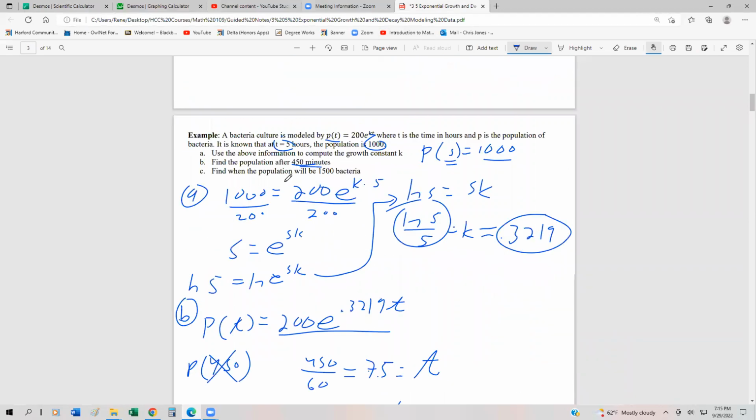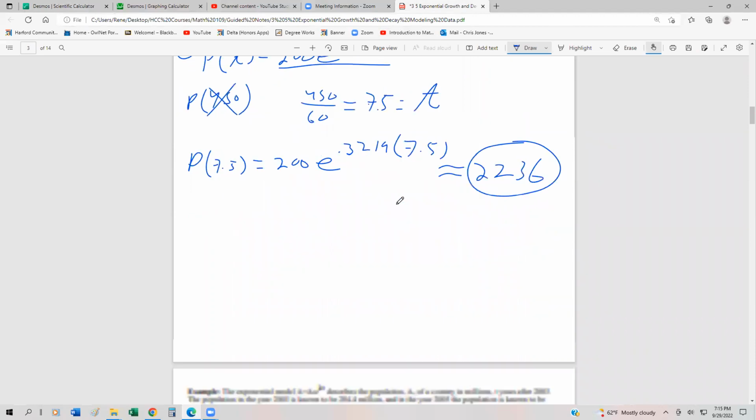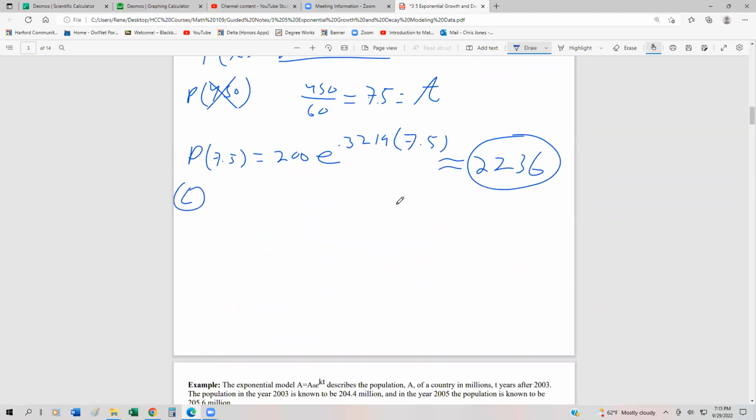The last part of this problem says find when the population will be 1,500. So for part C, we're going to solve for t, and we're going to say 1,500 is equal to 200 e to the 0.3219t. And now we're just going to solve this just like we've solved every one of our other exponential relationships. So I'm going to divide by 200. I'm going to divide by 200.